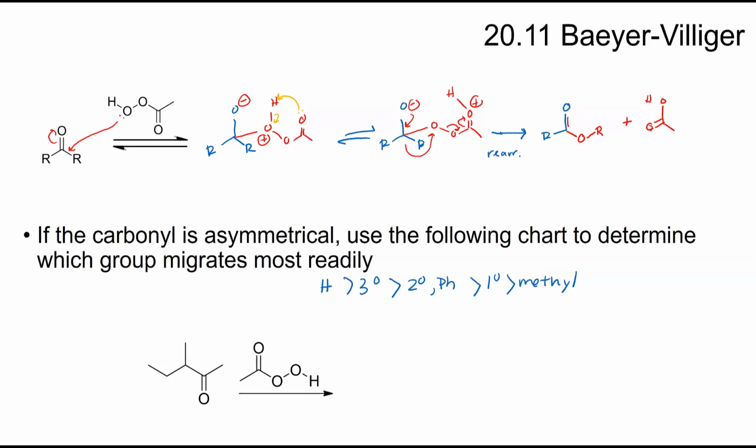So in this reaction here, we have this peracid with this group here. This is a methyl versus a secondary. The secondary is going to be the one to shift. So I have an O. That would be the product there. So an oxygen is inserted between a carbonyl carbon and the neighboring group.